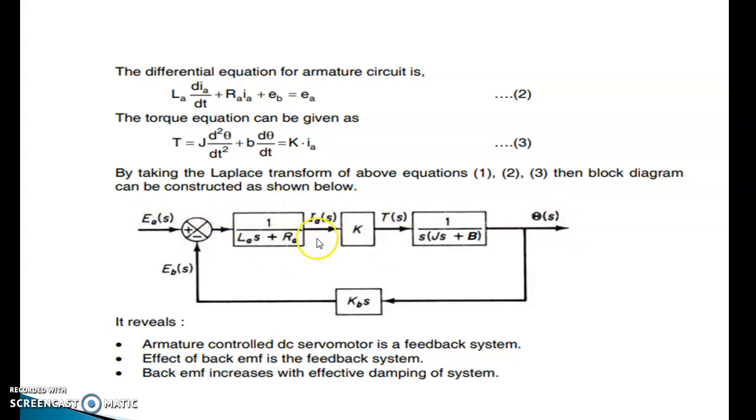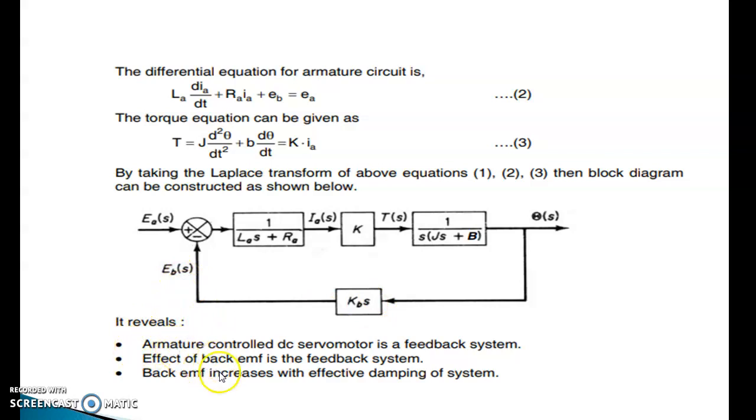This one is the first block, 1 by La S plus Ra. This is the output of the block, Ia into S. This is K Ts. This is 1 by S, all into Gs plus B. Output is theta s. This is the feedback path, negative, that is Kb s into Eb s.